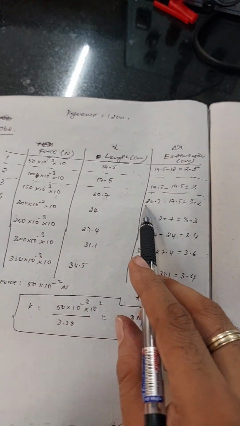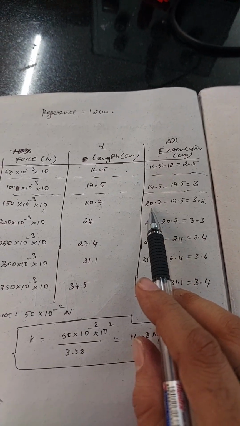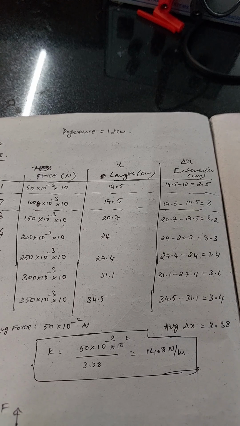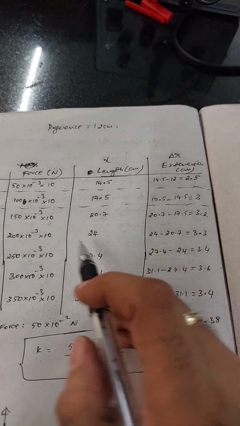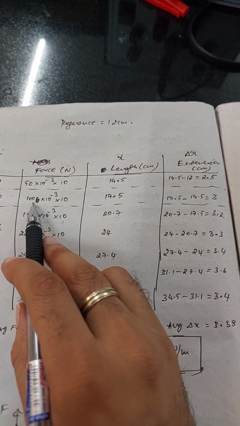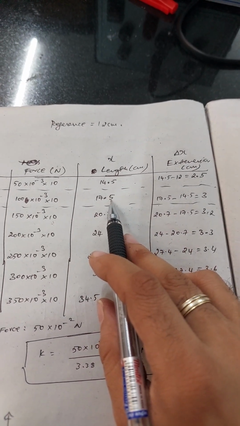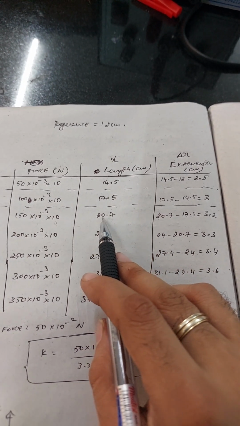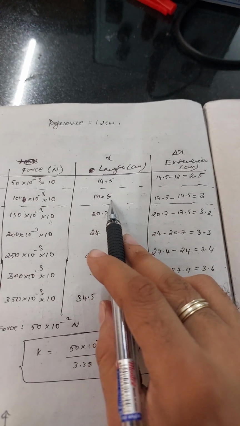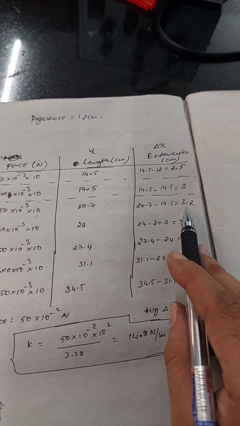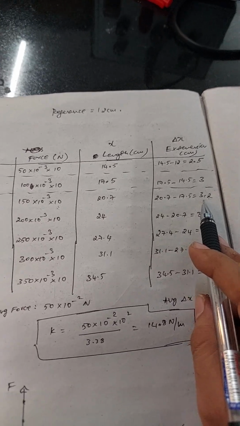Now what is the extension? The extension is the final length minus the initial length. So when I put 100 grams of weight, the length was 17.5. So the extension is 20.7 minus 17.5, which is 3.2. Note that this extension is supposed to be a constant, although experimentally it varies.